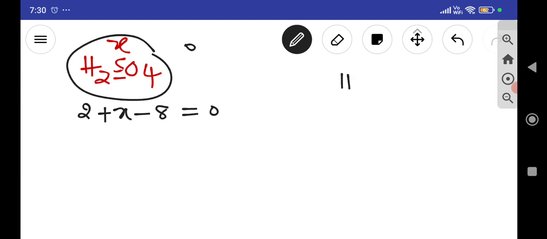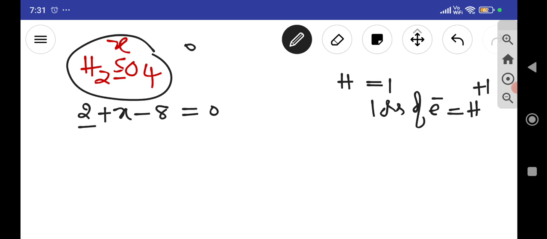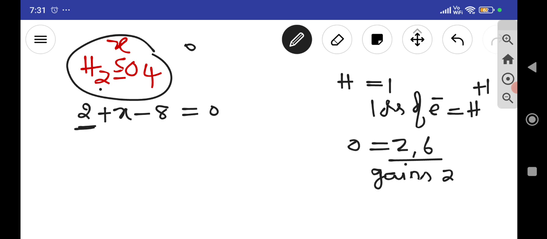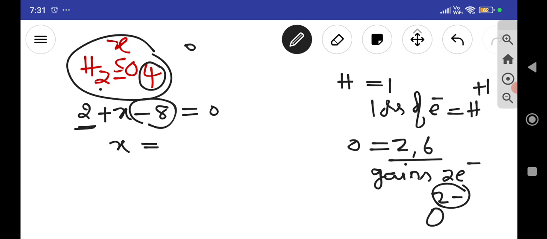You know very well H has 1 electron. On loss of 1 electron, H will gain a positive charge. So H is plus 1. Plus 1 into 2 is plus 2. Then oxygen with the configuration 2, 6 gains 2 electrons, therefore it gets O2 minus. So the oxidation state of oxygen is minus 2. Here 4 oxygens into minus 2 gives you minus 8. Now X, if it is sent to the other side, is plus 6.